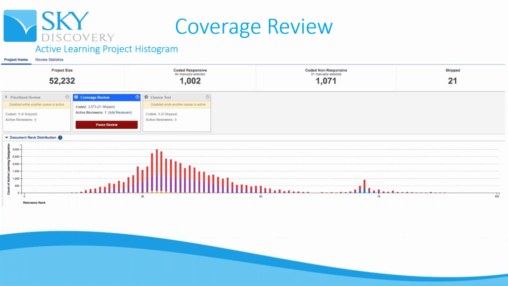And this is a different type of queue, newly introduced within Relativity, known as coverage review. This is a slightly different way of reviewing within an active learning project. Rather than just prioritizing and serving up the documents that are most likely to be relevant, with this type of queue, it instead serves up documents that will most impact the understanding of relevance. So typically the ones it's not so sure about.